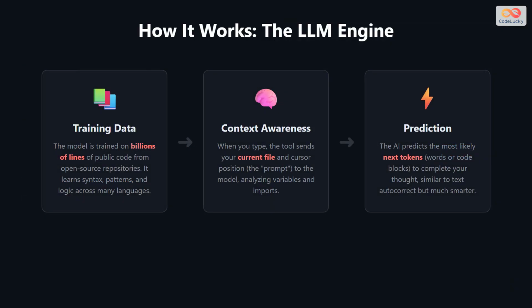These tools function using large language models, or LLMs. They have been trained on billions of lines of public code, learning the patterns and syntax of almost every programming language. When you work, the tool sends your current file and cursor position to the model, which then predicts the most likely next set of words or symbols to complete your code.